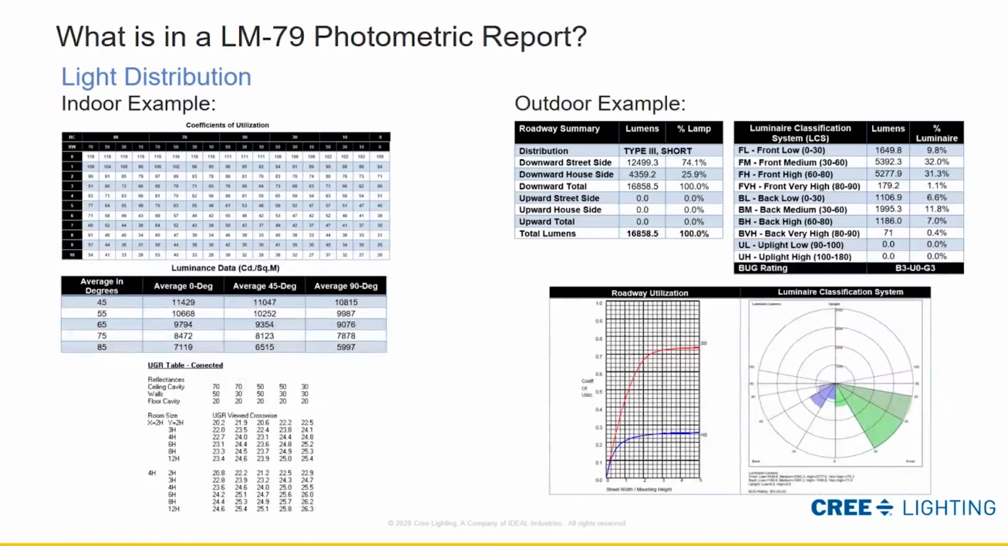Now we take that data and get into some of the application-specific information that can be in an LM-79 report. On the left here is an indoor example of how someone might use coefficients of utilization, which is a tool to understand how much light will be on a task surface. Then the luminance data shows how glary or how bright the luminaire might look to the eye. And then, in this new generation, a UGR table might start appearing in LM-79s, which is really application specific.